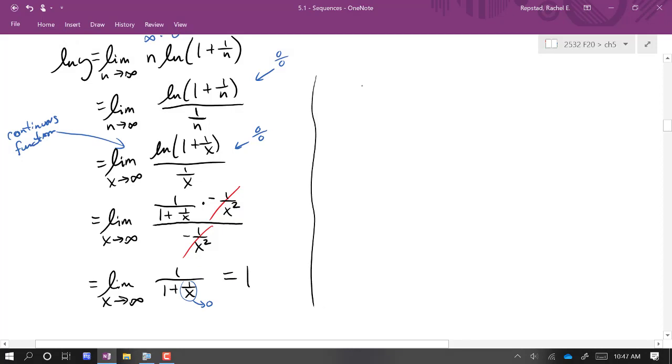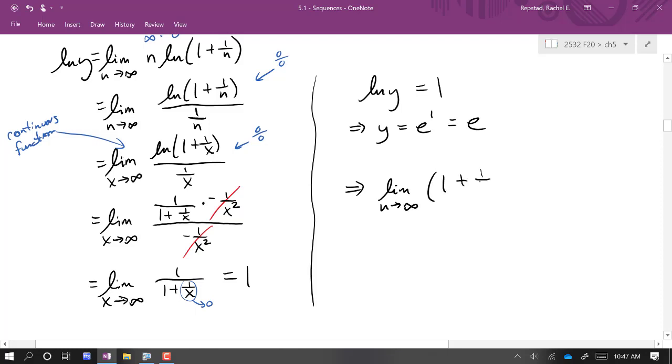And so what we found is that ln of y is equal to 1. And that means that y is equal to e to the first, or e, and that's the limit that we want. This is the limit as n approaches infinity of 1 plus 1 over n to the nth power.